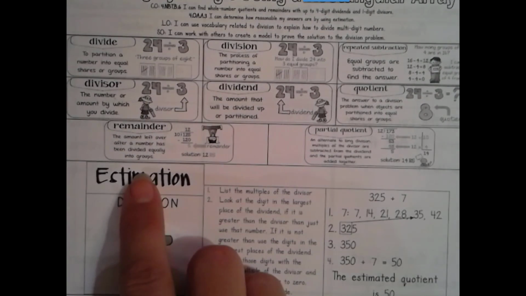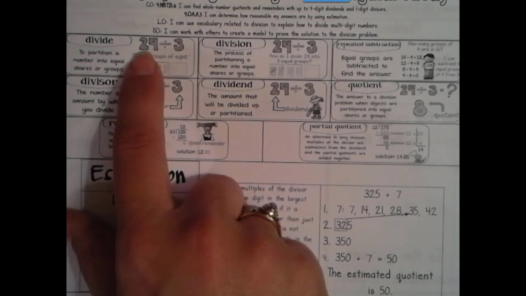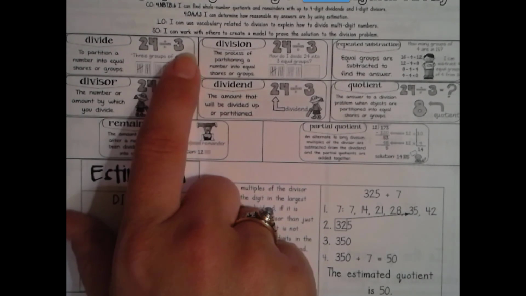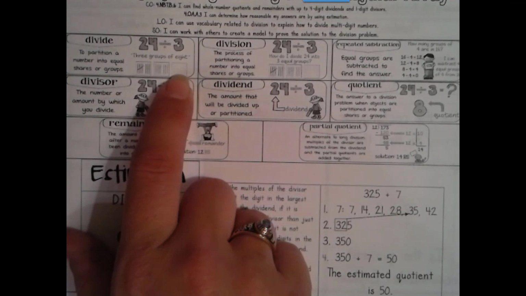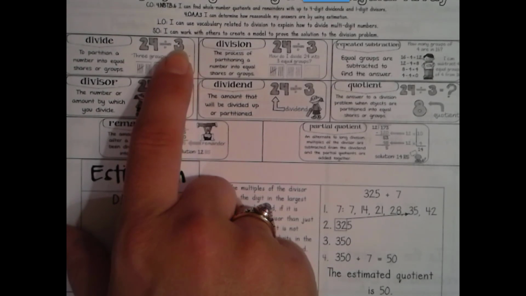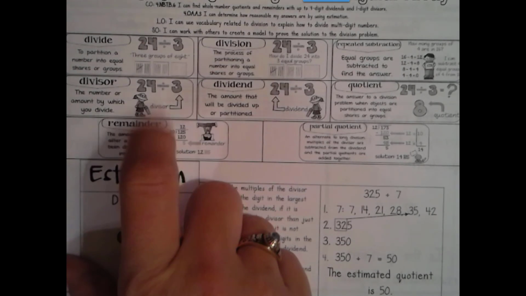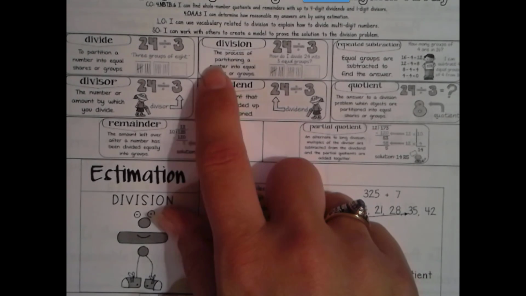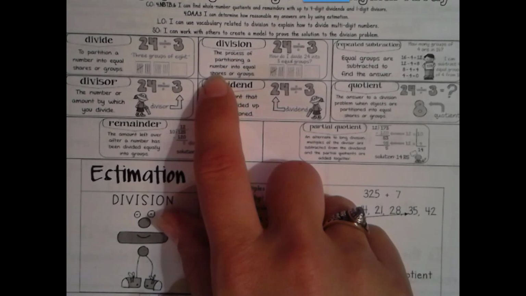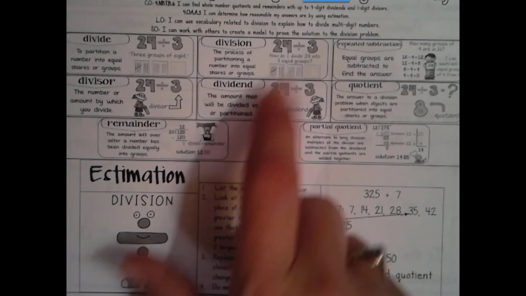All right, we have some vocabulary here. To divide means to partition a number into equal shares or groups. So we have 24 and we're putting it into 3 groups. How many? We have 3 groups of 8. Or we could say that we're putting it into groups of 3 and we have 8 groups of 3. But we're dividing this into groups. Division, the process of partitioning a number into equal shares or groups. So the division is how we get it into those groups.